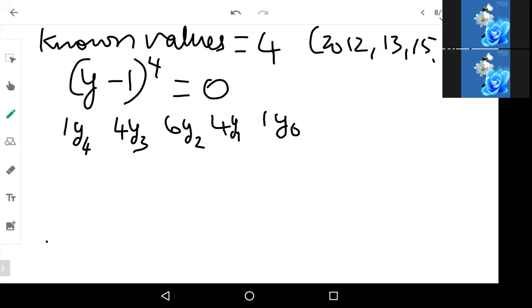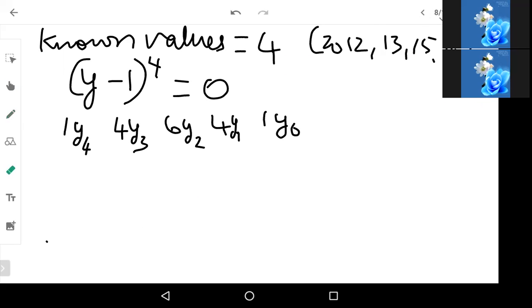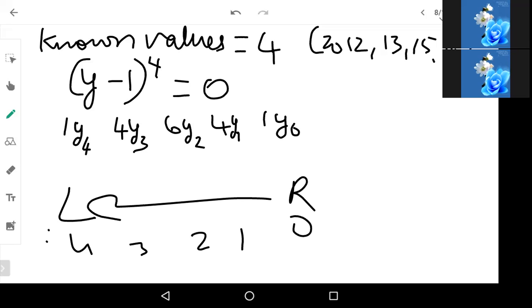If you see, I started y0 here: 0, 1, 2, 3, 4. Whatever numbers you get at last, these numbers should be written down. And then, from the right side to the left side, write down 0, 1, 2, 3, 4 along with y. Understood till here? Any doubts?